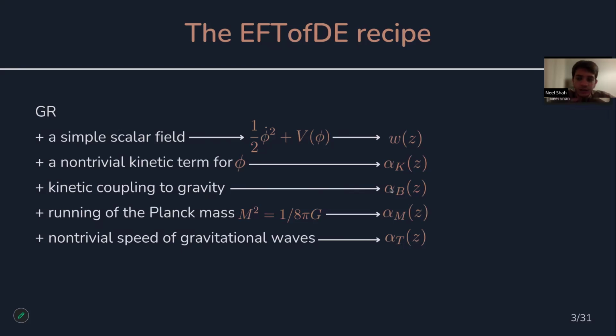Then we can add a running or a time dependence to the Planck mass. That gives us another function called alpha_M. And finally, we can make the speed of gravitational waves different from the speed of light, and that gives us our last new function in the theory called alpha_T. Now here, I'll be focusing on 3 out of these 5 functions. And that is because these 3 are the ones that are the most relevant for predictions of the cosmological background expansion and perturbations.